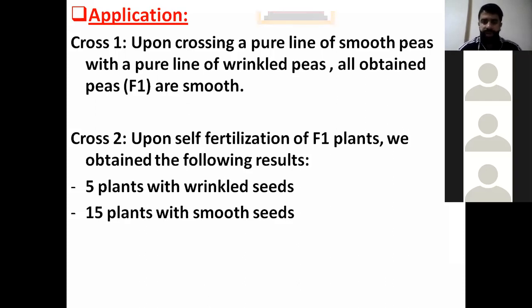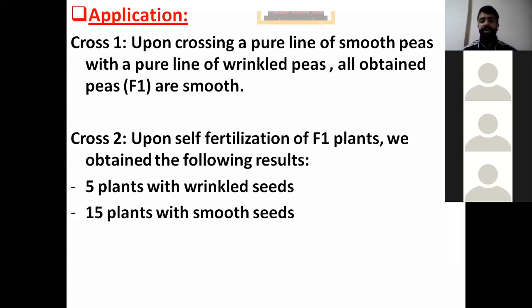First of all, you have to answer as we studied before. What do you have to say? Since all the F1 are smooth, like one of the parents, the smooth allele is dominant over the wrinkled, which is recessive. Okay, thank you.